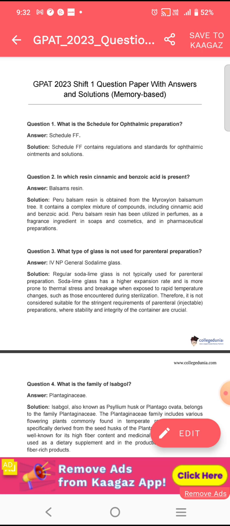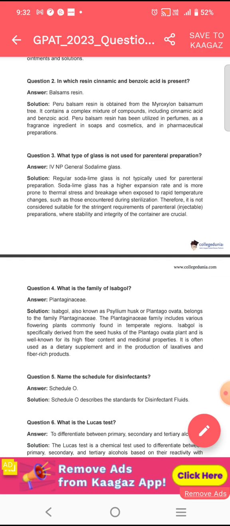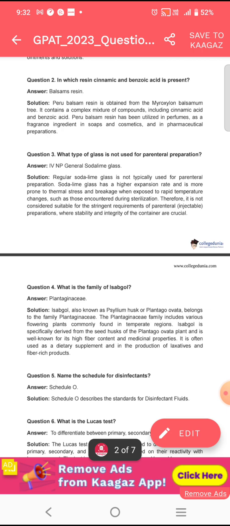Okay. Next, what type of glass is not used for parenteral preparation? That is type IV, NP, general soda lime glass. Generally, regular soda lime glass is not typically used for parenteral preparation. Soda lime glass has a higher expansion rate and is more prone to thermal stress and breakage when exposed to rapid temperature changes, such as those encountered during sterilization. Therefore, it is not considered suitable for the stringent requirements of parenteral, that is injectable, preparations, where stability and integrity of the container are crucial.